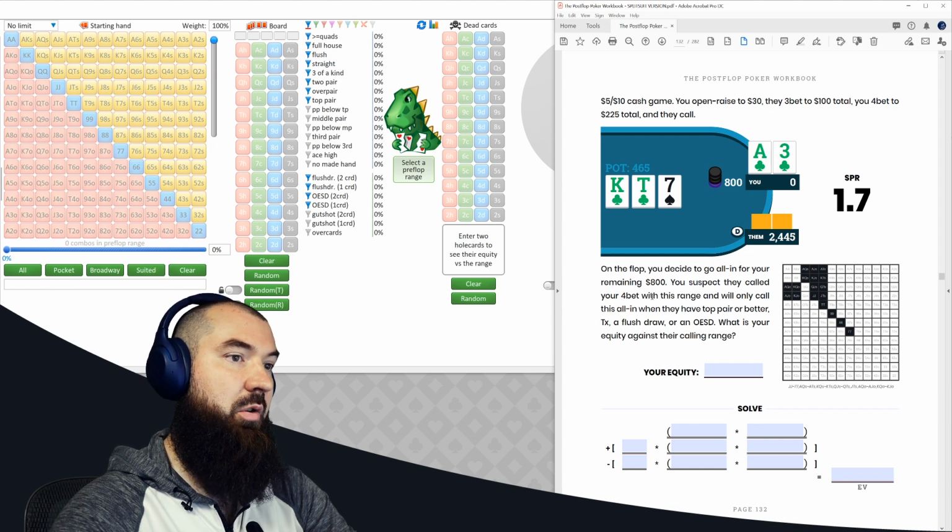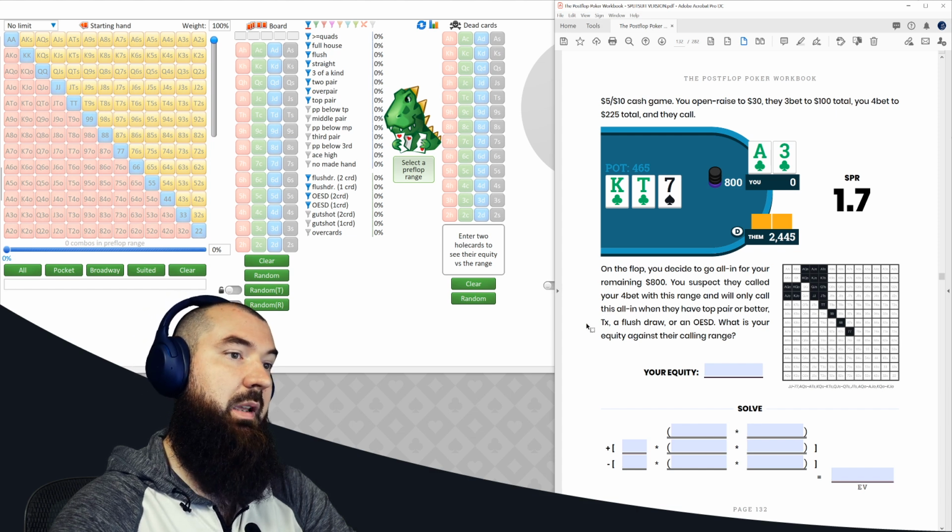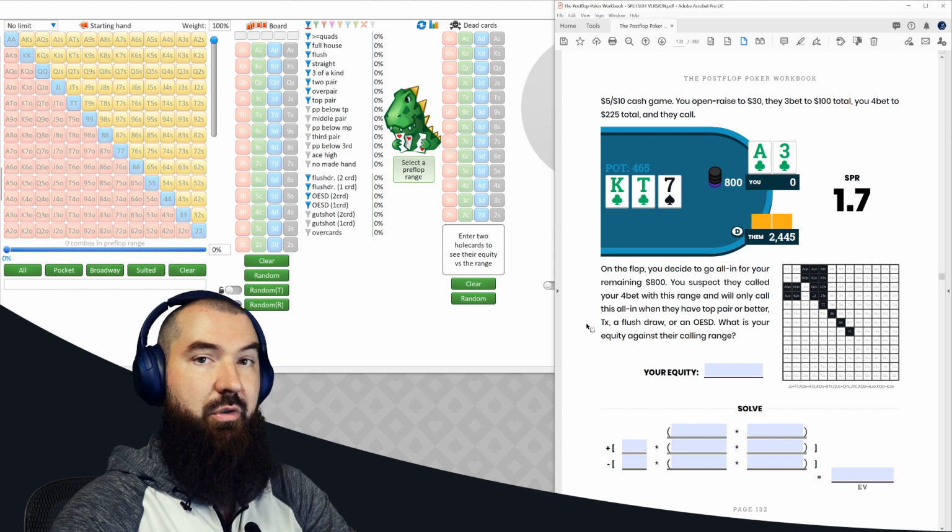You suspect they called your 4-bet with this range of hands over here and will only call this all in when they have top pair better, 10x, a flush draw, or an open-ended straight draw. Don't worry if you disagree with that assumption. It's just the assumption we're going to use in this example.